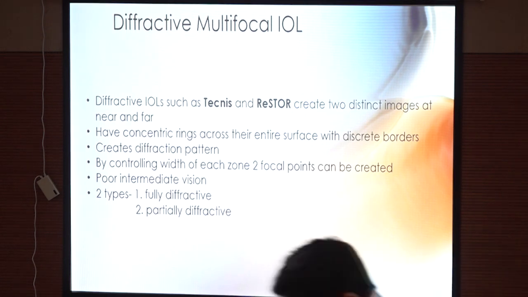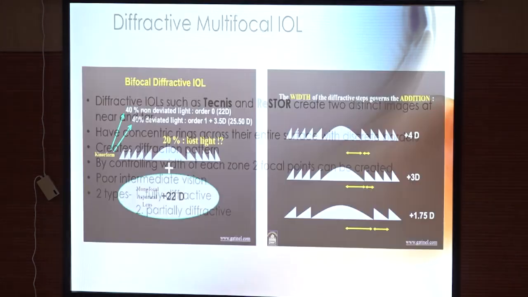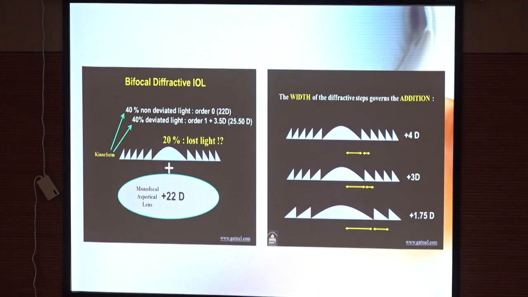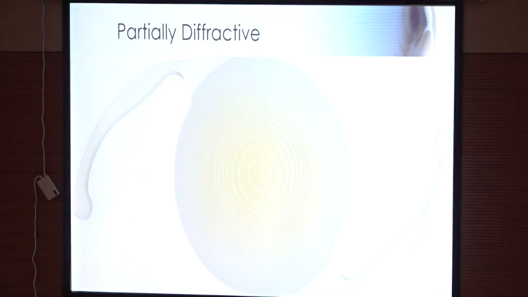So diffractive IOLs like the Tecnis and the ReSTOR create two distinct images for near and far. They have concentric rings. Refractive lenses don't have demarcated rings. They create a diffraction pattern, but their disadvantage is that they don't give intermediate vision. So for that we have now got the trifocal IOLs, which give the intermediate vision also. In diffractive also we have two types: the fully diffractive or the partially diffractive. The fully will cover the whole optic like this, and the partially will be covering a part of it.